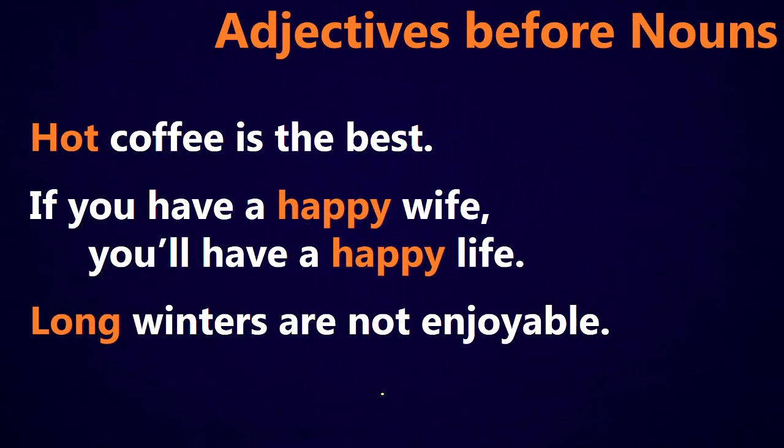So adjectives before nouns. I can say hot coffee is the best. Or if you have a happy wife, you have a happy life. Or long winters are not enjoyable. So here, hot is my adjective, which is describing coffee. Happy is describing the wife. Happy is also describing the life. And long is describing the winters.